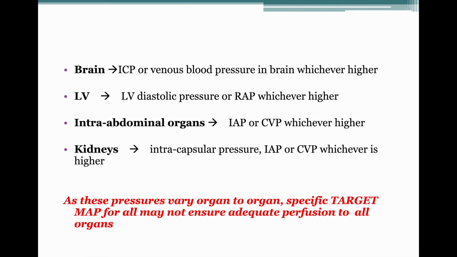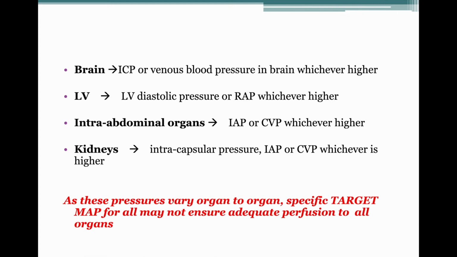So this determines your perfusion pressure, okay. So in case of brain, ICP; in case of LV, your LV diastolic pressure or RAP, whichever is higher. In intra-abdominal organs, your IAP or CVP, and in kidneys, these pressures will determine whether your perfusion pressure will be at a higher or lower range, okay.